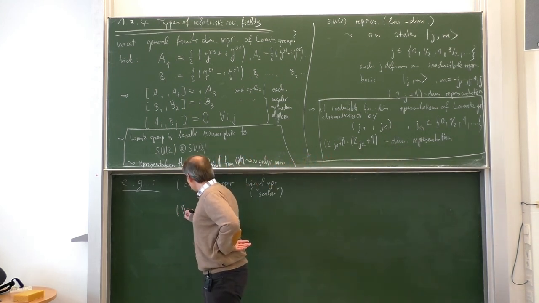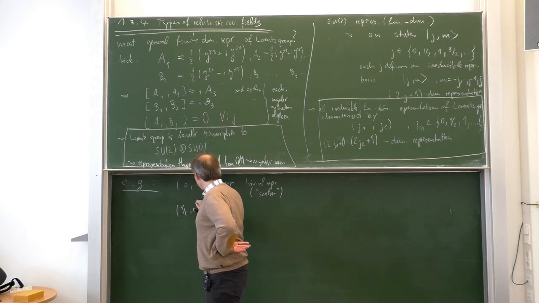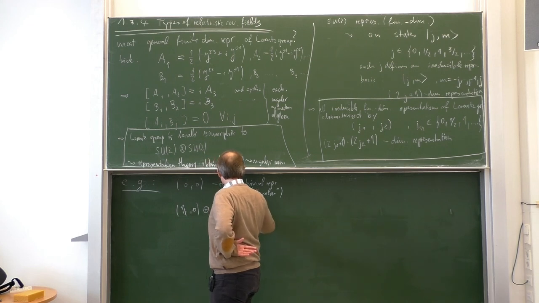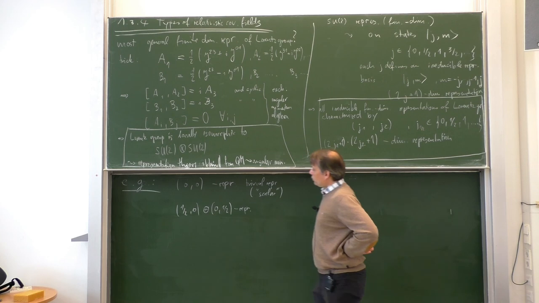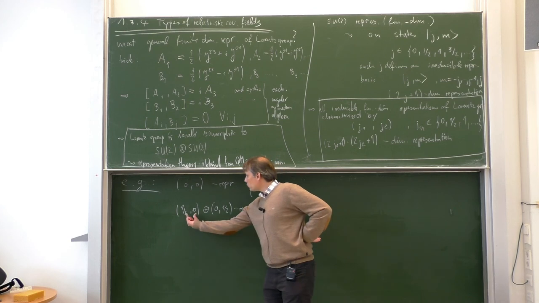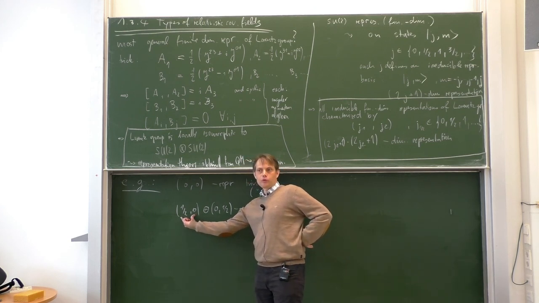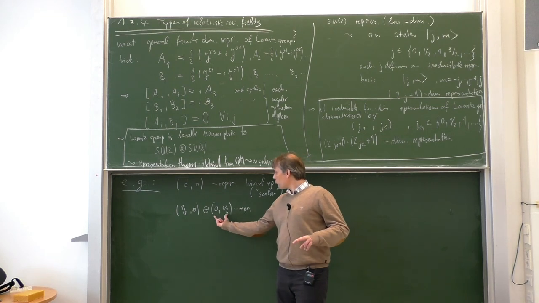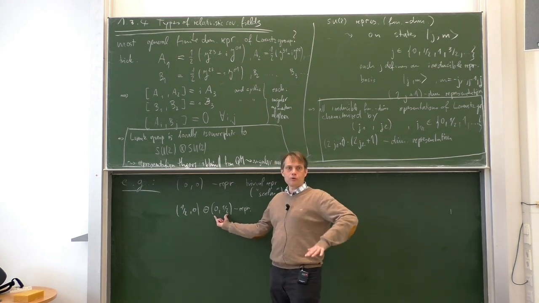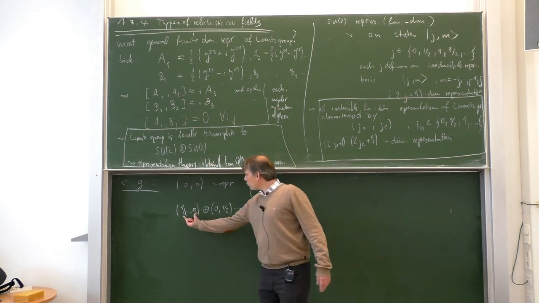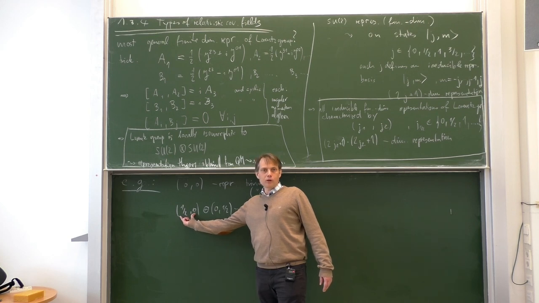Then there is the (1/2,0) plus the (0,1/2) representation. How many dimensions does this representation have? So this here has two dimensions. So J is 1/2. That means M can be plus minus 1/2. So it's a two-dimensional representation. This is also a two-dimensional representation. So overall, it's a four-dimensional representation. And what could this correspond to? So this is like angular momentum 1/2.